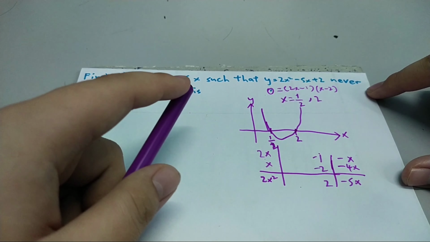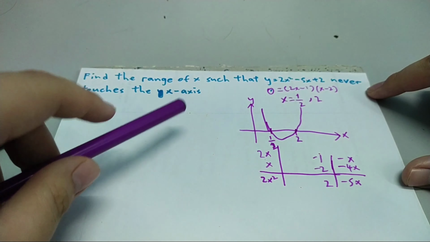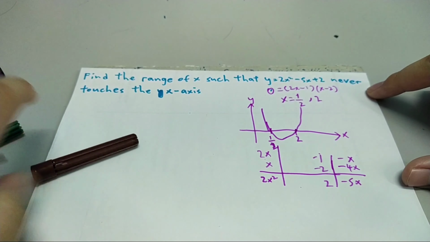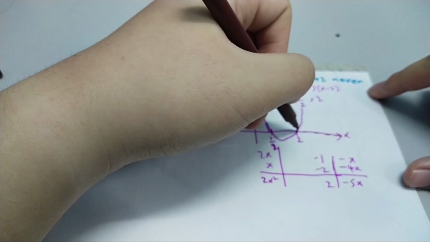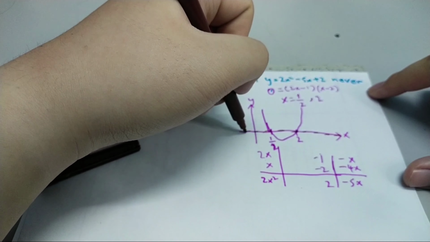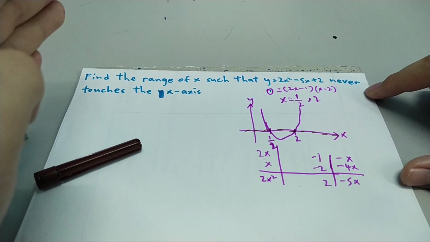Find the range of x such that the quadratic function will never touch the x-axis, which means that any point that touches the x-axis will not be included in the range of x.